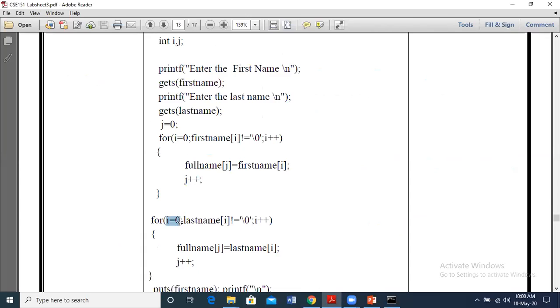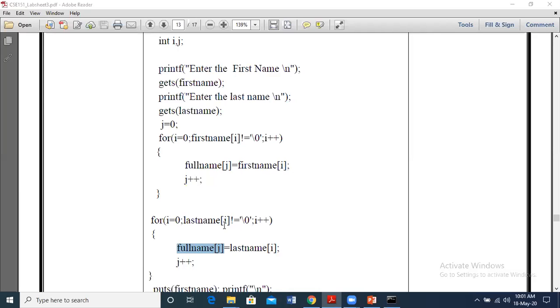Is this clear? Okay. So here last name of 0 is checked. So what does that mean? Check that if the first letter in the last name is equal to null. If it is not null, we will copy last name of 0 to full name of J. What is the value of J? 8. So last name of 0 will be copied to full name of 8. Right? So note what happens here.